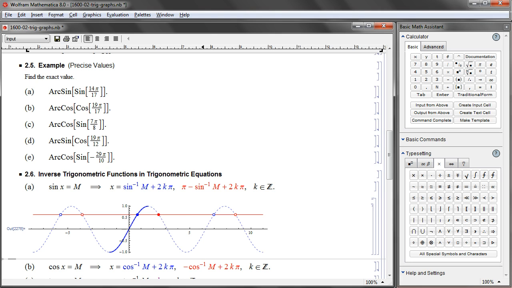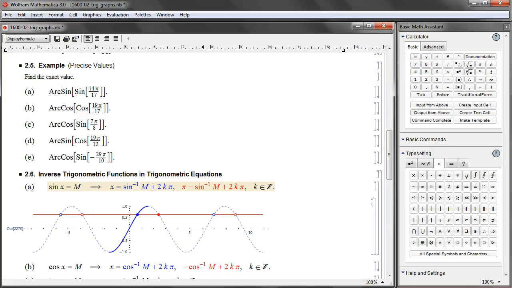But that's not enough. By the symmetry of the sine function, pi minus that value is automatically an answer, and that one is represented by the solid red dot on this curve. Of course, we have those two answers, arcsine and pi minus arcsine. Now what do we have? Plus 2k pi, which comes from the period.